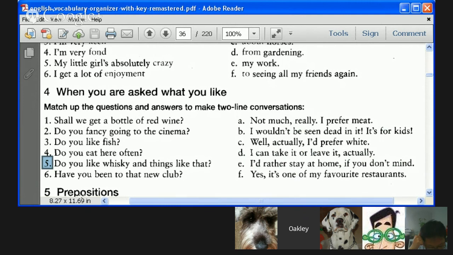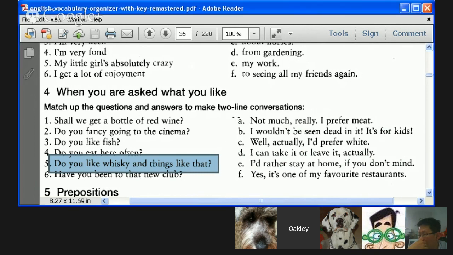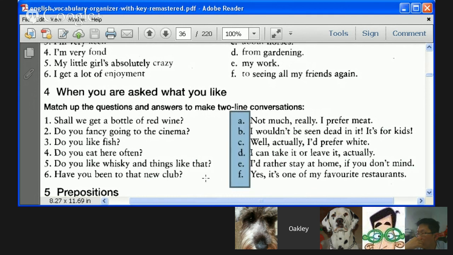Excuse me. Jackie, do you like whiskey and things like that? Jackie, can we have a drink? Yes, that's a strong yes. Very strong yes. Sure, why not? Okay. Terrific. Okay. Let's have Baker's Mark. That's my favorite whiskey. But anyway, in the meantime, which answer would best match? A, B, C, D, E, F.